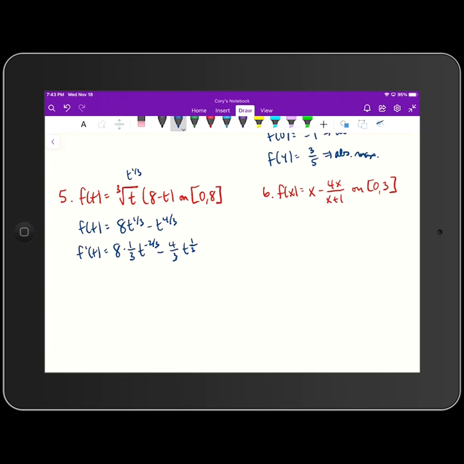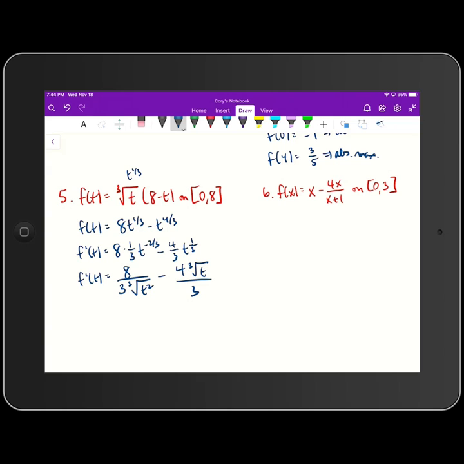So what I'm going to recommend that you do is to rewrite this entire derivative back in the form of a radical. When I do that for the first quantity, the only thing we have left in our numerator is 8. Our denominator is going to be 3 times the cube root of t squared. Minus, when I rewrite the next quantity in terms of a radical, we have 4 times the cube root of t all over 3.